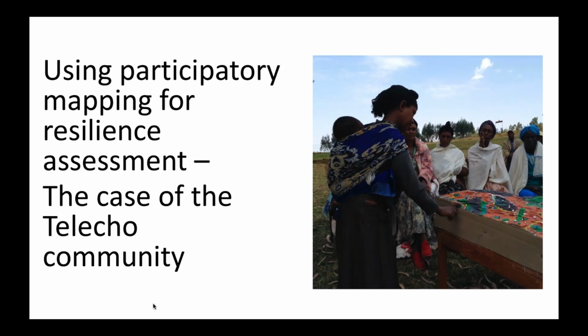Well, let me talk about the specific case that I mentioned. The case is Telecho. Telecho is located in Ethiopia.